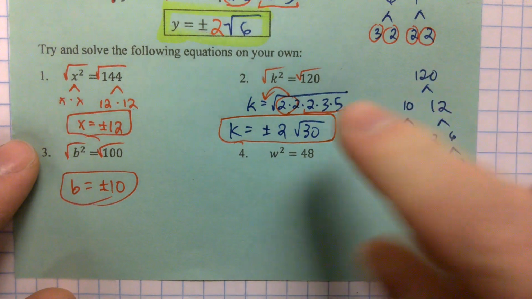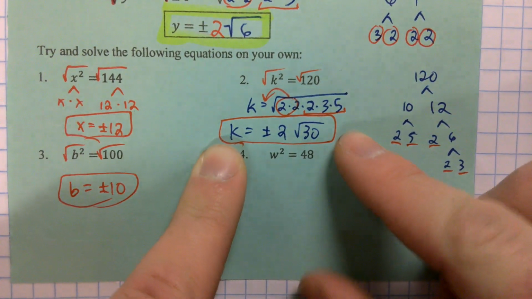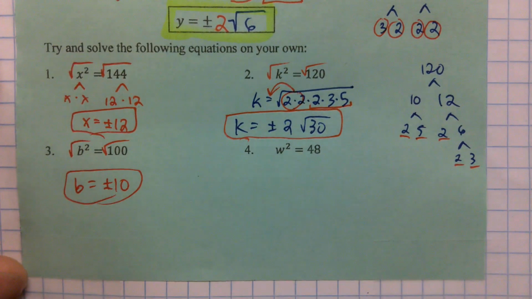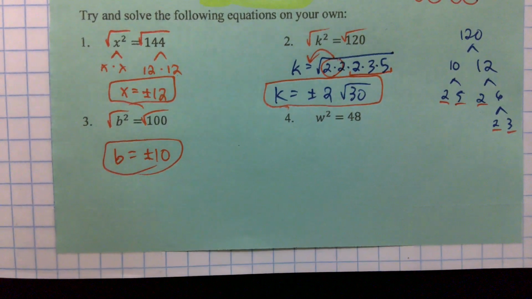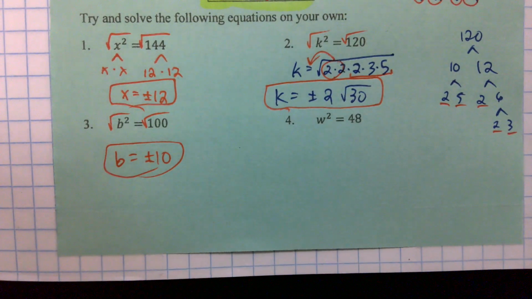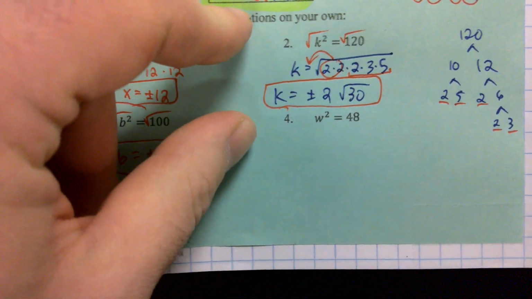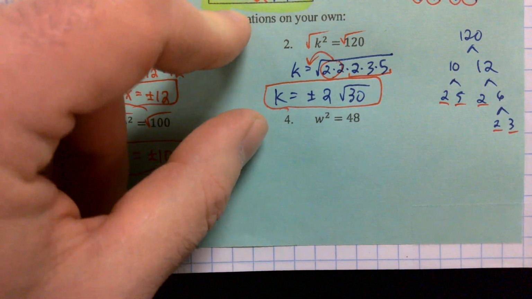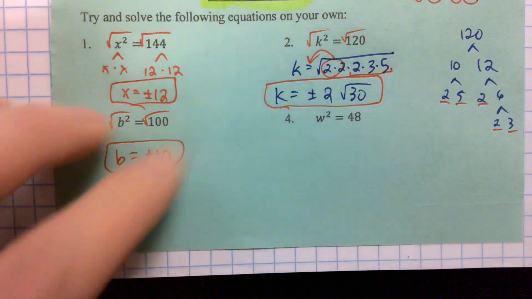Don't just leave the number. You've got to include the variable because we're using equations now. It's got to be k equals plus or minus 2 times the square root of 30. Any questions I could answer about that one? That one was a little more difficult to start out with.